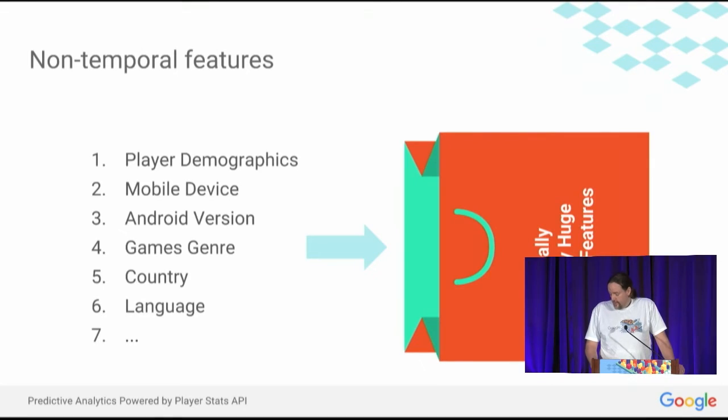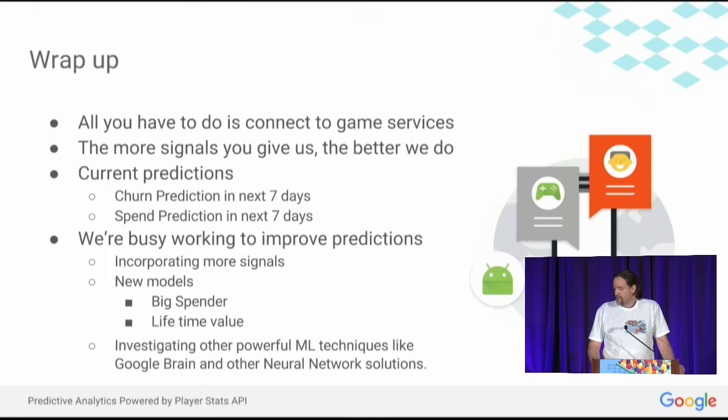And in addition to the features that we get out of our time series, we actually have a tremendous number of non-temporal features. Player demographics, mobile device, Android version, game genre, country, language, all sorts of stuff. And you can see now that our bag is getting really, really full of these features, but luckily Sybil can deal with a very large number of features.